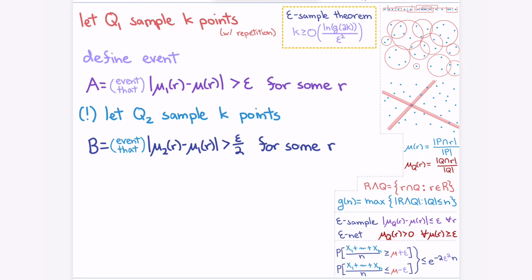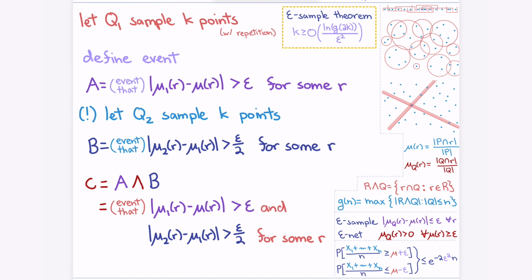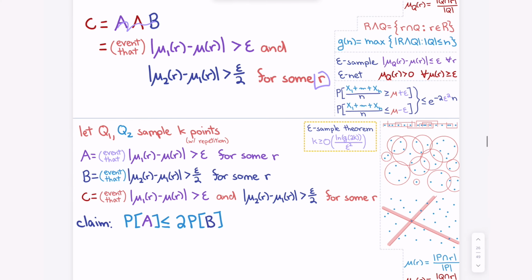Okay. And here's another clever step. One more event: the event that A and B happen. Well, maybe it's not exactly A and B. That's not formally correct. I really want to say that for the same range R, both this is off by epsilon and this is off by epsilon over 2. That's actually not formally A and B, because A and B would allow for different R's. Okay, now I know why I didn't have that, and I shouldn't have added it this morning. Okay, good.